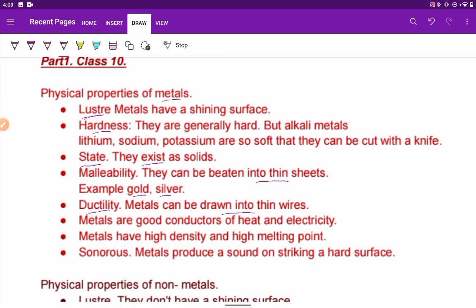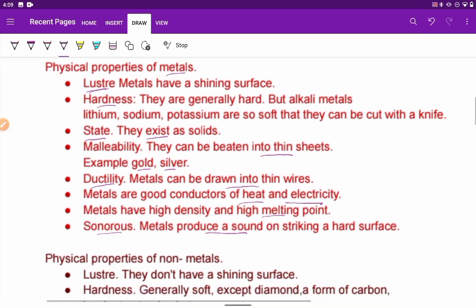Metals are good conductors of heat and electricity. Electricity can pass through metals very well. Metals have high density and a high melting point. Metals are sonorous, that is, they produce a sound when they strike a hard surface. So the bells of the temples or in the school, they are made up of metal.